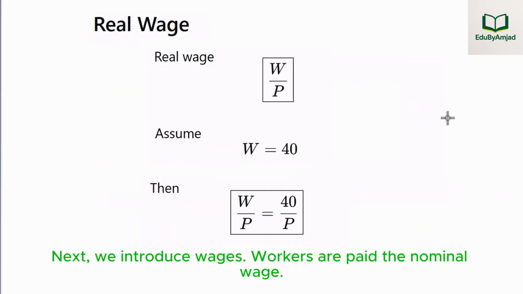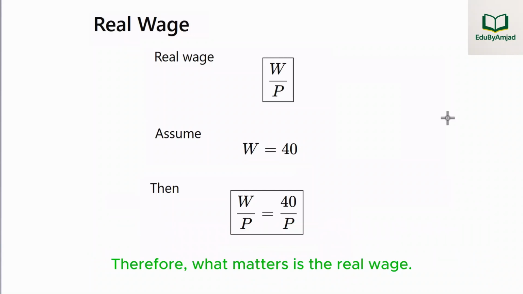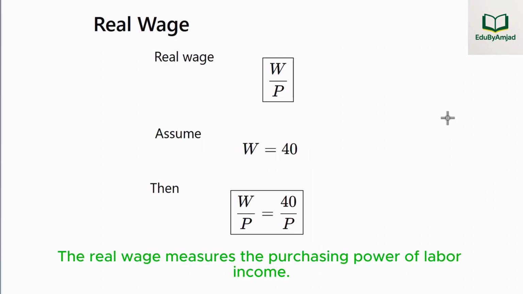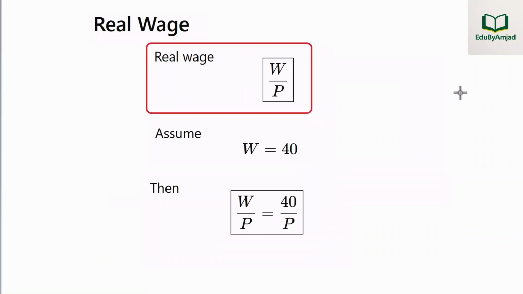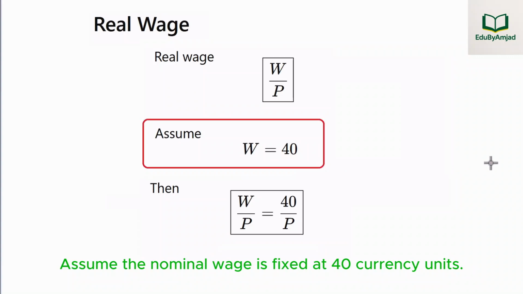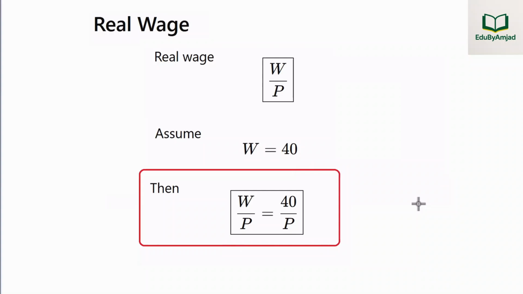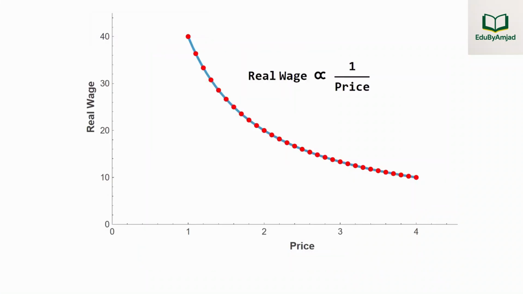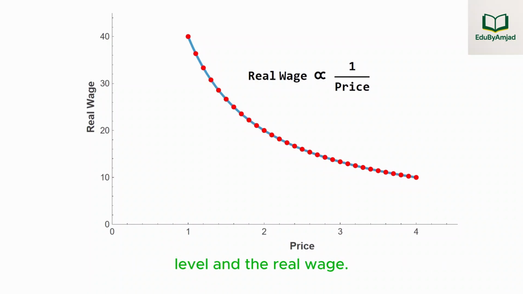Next, we introduce wages. Workers are paid the nominal wage. However, firms compare wages with the value of production. Therefore, what matters is the real wage. The real wage measures the purchasing power of labor income. It equals the nominal wage divided by the price level. Assume the nominal wage is fixed at 40 currency units. As prices rise, the real wage falls. Thus, there is an inverse relationship between the price level and the real wage.